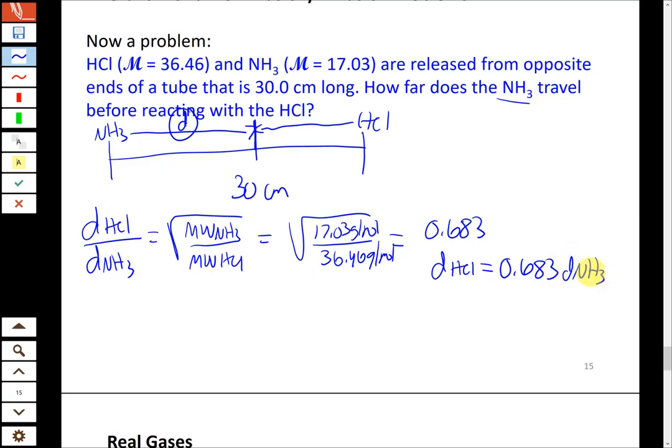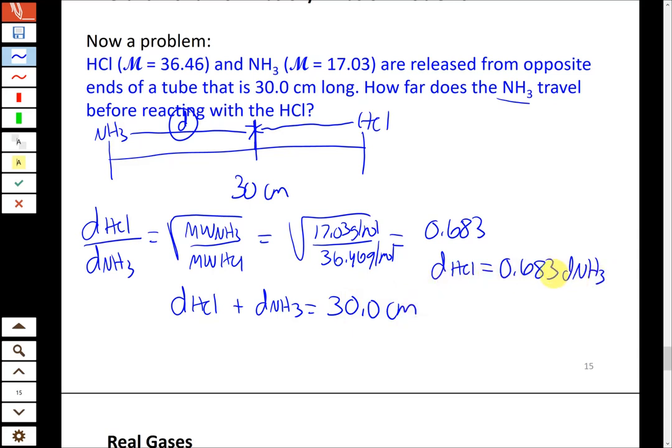So right away, this tells us that NH3 is traveling a greater distance because the ratio is less than 1, meaning that the larger value is in the denominator here. But in terms of what that distance actually is, we need another equation. Well, because the whole length of the tube is 30 centimeters, the sum of the distances that they travel to meet each other has to be equal to 30 centimeters, right? So the whole distance is 30. And so the other equation we're going to write is that the distance that one gas travels plus the distance that the other gas travels has to equal the total length of the tube that they're diffusing through, which is 30 centimeters.